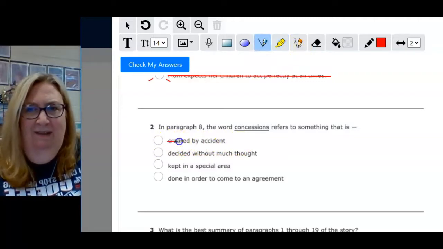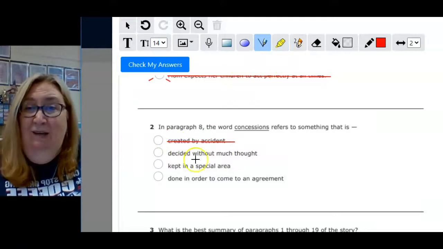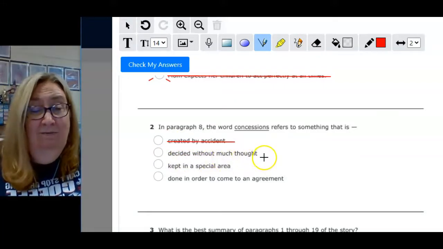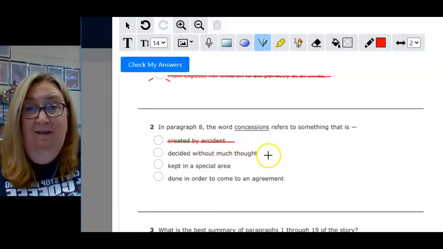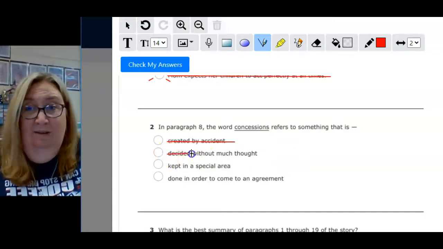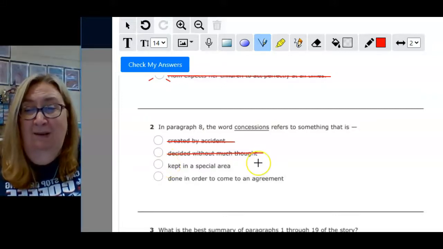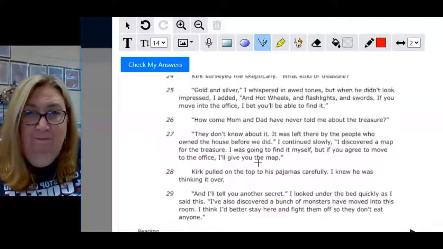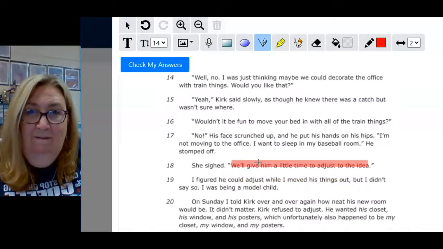It was not created by accident. Decided without much thought? Well, this kid has thought about it. The parents have talked about it. Now the mom and the boy are talking about it. I think there's lots of thinking going on. Is he trying to keep something in a special area? Well, let's see.